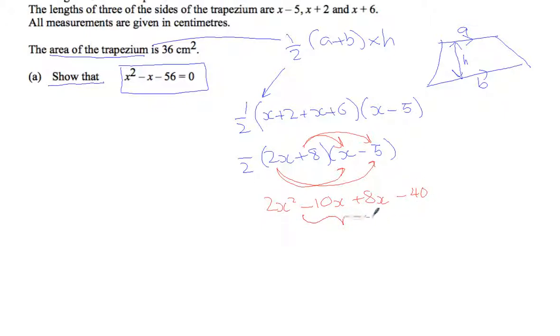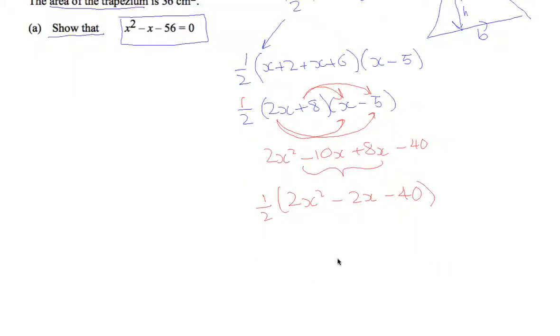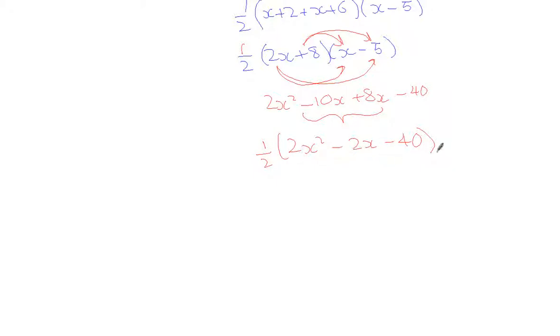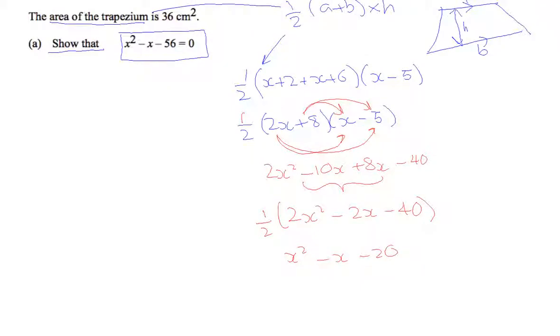You group these two terms together. Minus 10, add 8, goes nearer to 0, so the answer is 2x squared minus 2x minus 40. There's still a half in front of all of it. So it's a half in front of all of this lot, because all I've done is expanded these two brackets. Now, halving everything just means dividing by 2, so this becomes just x squared, half of 2 is 1, minus x, and that's minus 20. And that's our area formula.